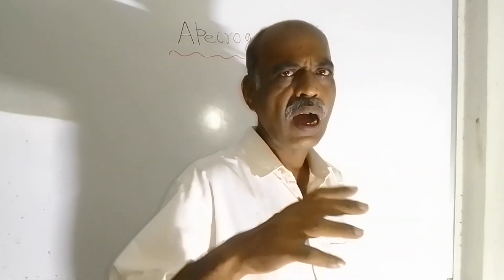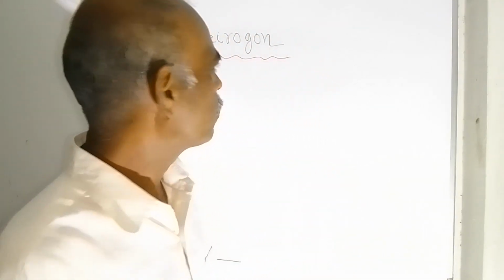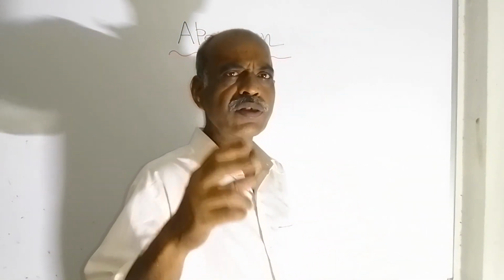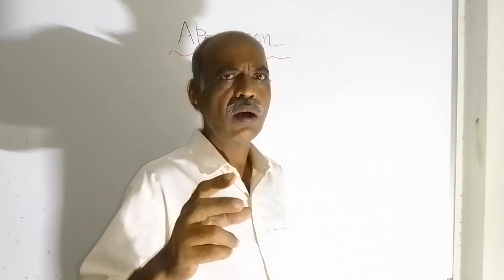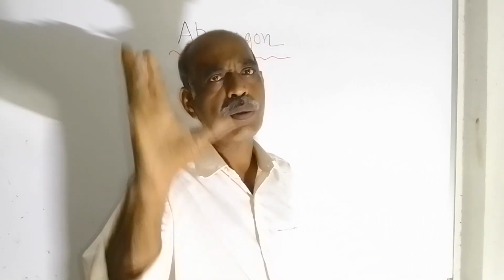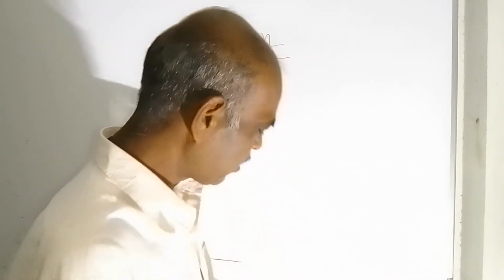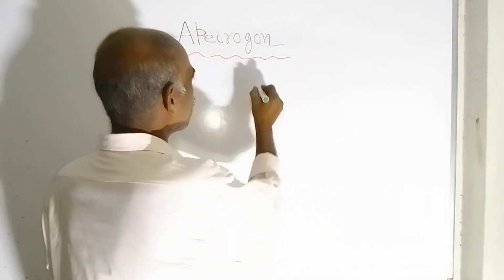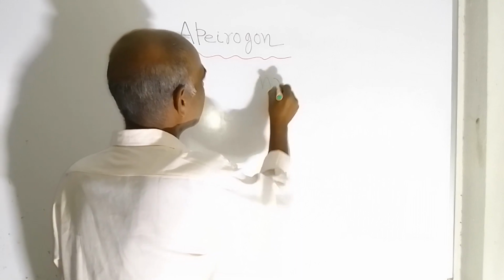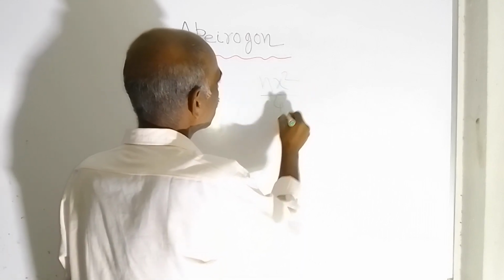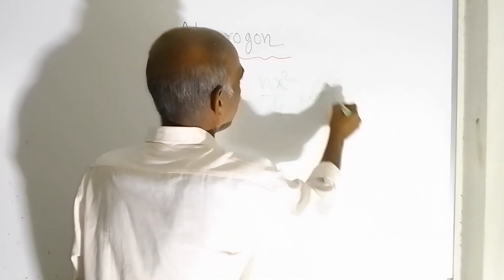And in one of my previous videos, I have shown you the derivation of the formula of the area of a polygon. That formula was derived, and the formula was n x square by 4 cot pi by n.